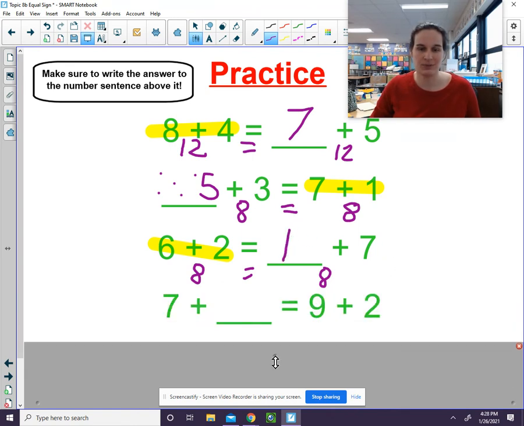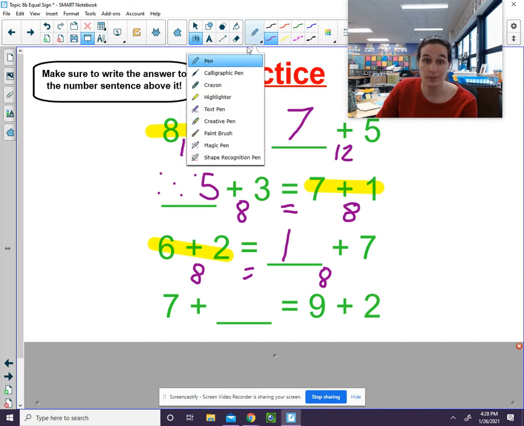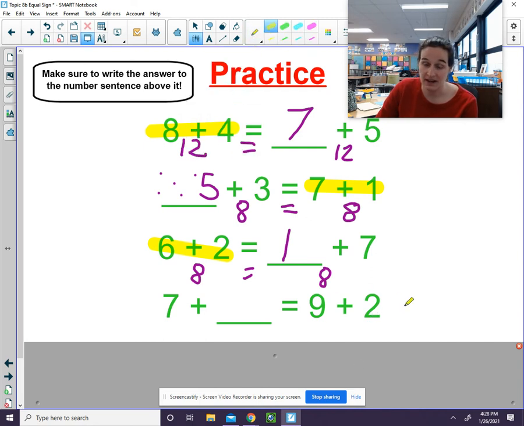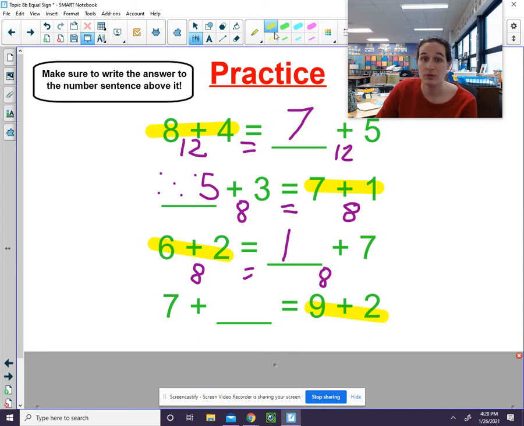One more we're going to do. So you have 7 plus something will equal 9 plus 2. We have to solve the side that actually has both numbers. So what's 9 plus 2? Well, I know that 2 more than 9 is 11. Okay, so now we're going to go 7 plus something has to get me there. So 11 is what we need to get to. Okay, 7 plus what will give me 11?